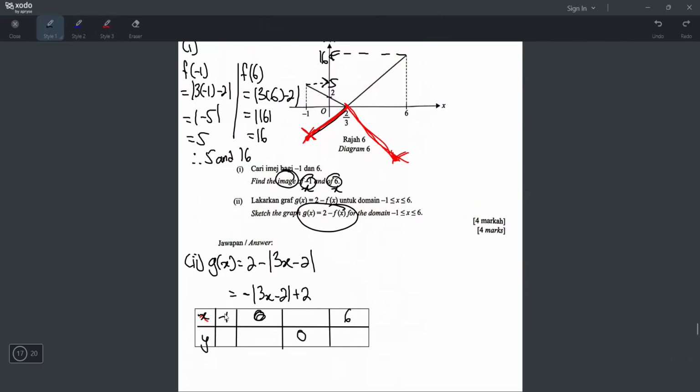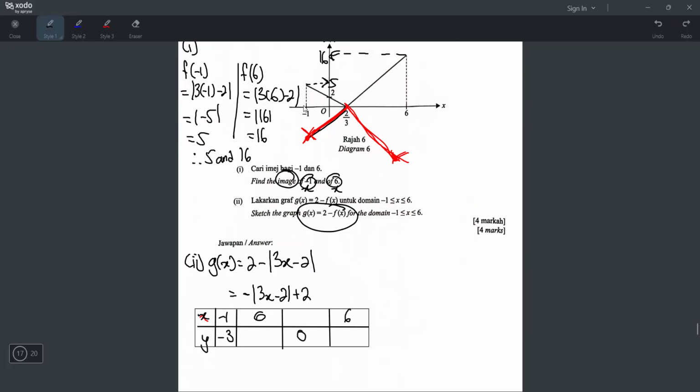Okay, let's try to put in -1 inside here. When you put it inside, we already know it's 5, but you have to take 2 minus 5. Okay, because when you put -1 inside here, you did it here already, right? Which is 5. But now you have to take 2 minus 5, right? Understand, right? Because when you substitute -1 inside here, you get 5. So what is 2 minus 5? 2 minus 5 is -3, right?